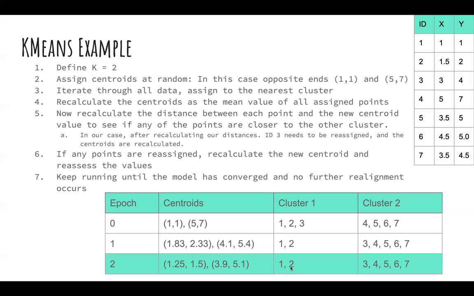So now there's only 2 values in this one. So now we take the new mean of that, which is 1.25 and 1.5. And now we take the updated mean of this one, which is now 3.9 and 5.1. And then if we run the model again, we're going to see that now we've established a stable clustering of our data. Points 1 and 2 are going to remain with this centroid. Points 3, 4, 5, 6, 7 will remain with this centroid. There won't be any updating of it further.